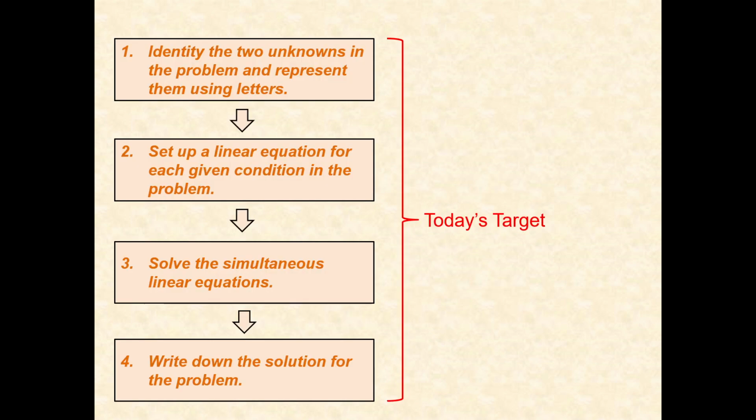Last lesson, we learned that there are 4 steps we need to finish in order to complete one question. And we have also completed step 1 and step 2. So let's move on to step 3. In step 3, we need to solve the simultaneous linear equations. We have also learned about the 2 approaches. The first approach is the substitution. The second approach is the elimination.